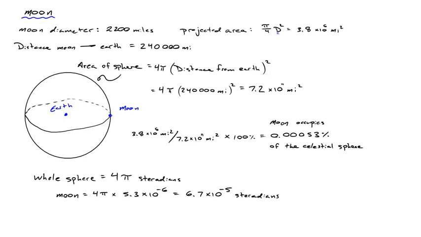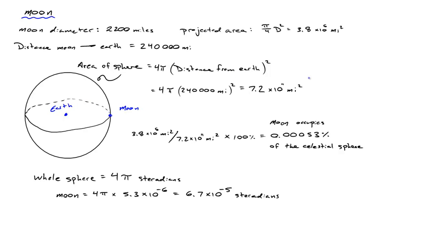We have pi over 4 times the diameter of the moon squared, and we come up with something close to 4 million square miles. The distance of the moon from the Earth is about 240,000 miles. So for the area of this celestial sphere, we've got the Earth here, the Moon 240,000 miles away from us. The area of this celestial sphere is 4 pi times the distance of the Moon from the Earth squared, so 4 pi r squared, effectively.